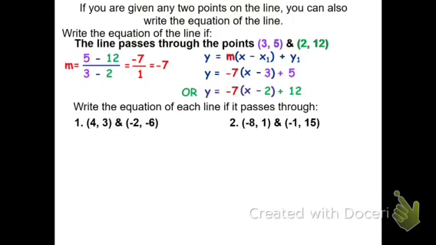Here's 2 more examples. Go ahead and try each of these. Take the 2 points, find the slope, and then once you know the slope, substitute that slope value and either of the coordinates into the point slope form to find the equation of the line. Pause the video one more time and try this on your own. Resume the video when you're ready.